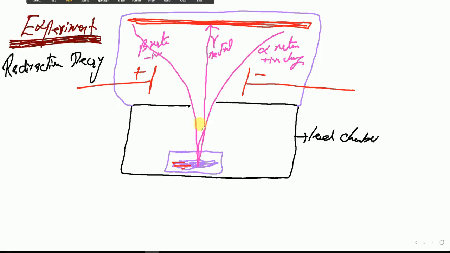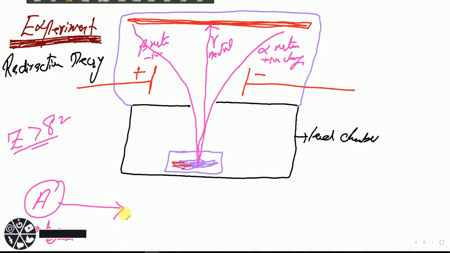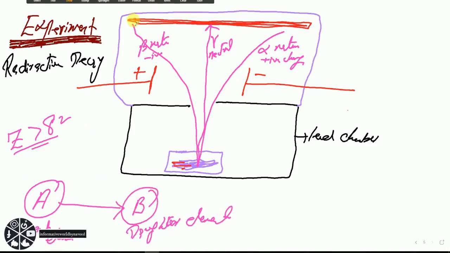Okay, so we study this radioactive element. This element has an atomic number that is greater than 82. So it will emit radiation and convert into a new element. Like this element is, let's say, A, which has an atomic number greater than 82, and this element is known as the parent element. When it converts into a new element, that is known as the daughter element. So this process is known as nuclear transmutation.